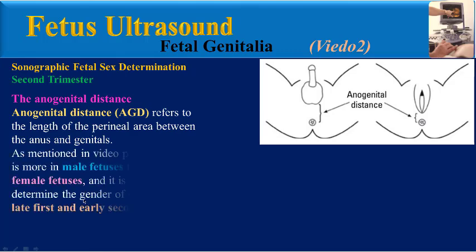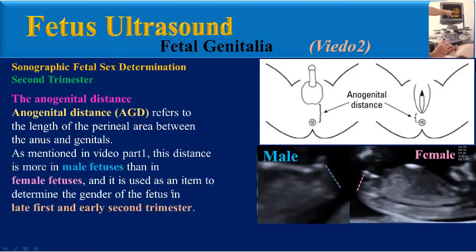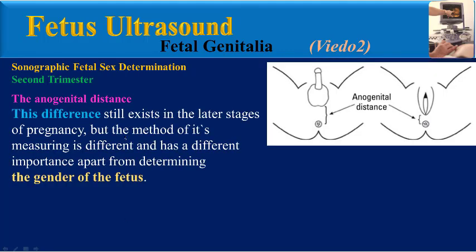As mentioned in video part 1, this distance is more in male fetuses than in female fetuses, and it's used as an item to determine the gender of the fetus in the late first and early second trimester. This difference still exists in the later stage of pregnancy, but the method of its measuring is different and has a different importance apart from determining the gender of the fetus.